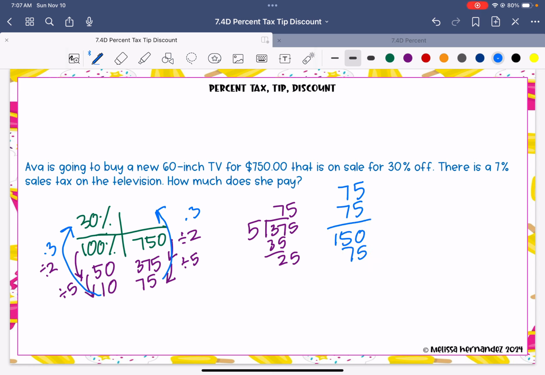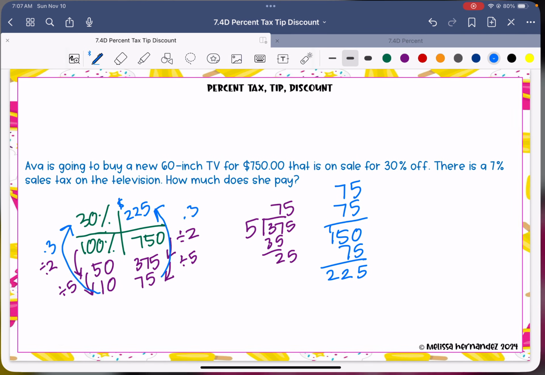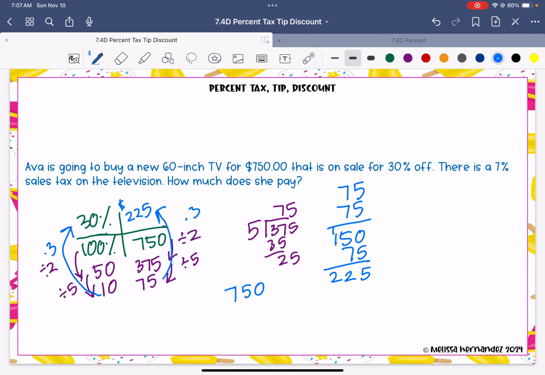When I do my videos, I try to do them of what kids would do and what they do to help to be successful. So 225 is not what she pays. That's her discount. So it's going to be 750 minus 225. And I try to go through it where I already see the misconceptions. So 525. We're not done because now we have to pay the 7% sales tax.